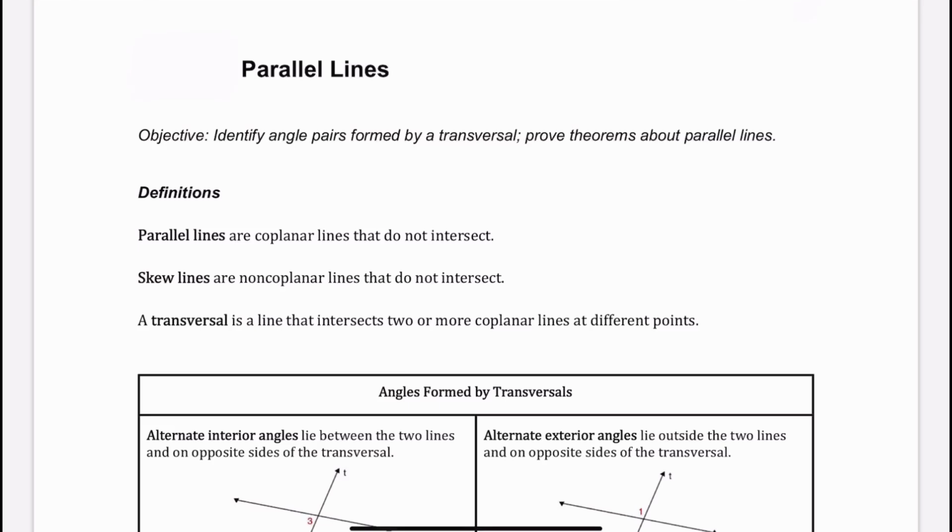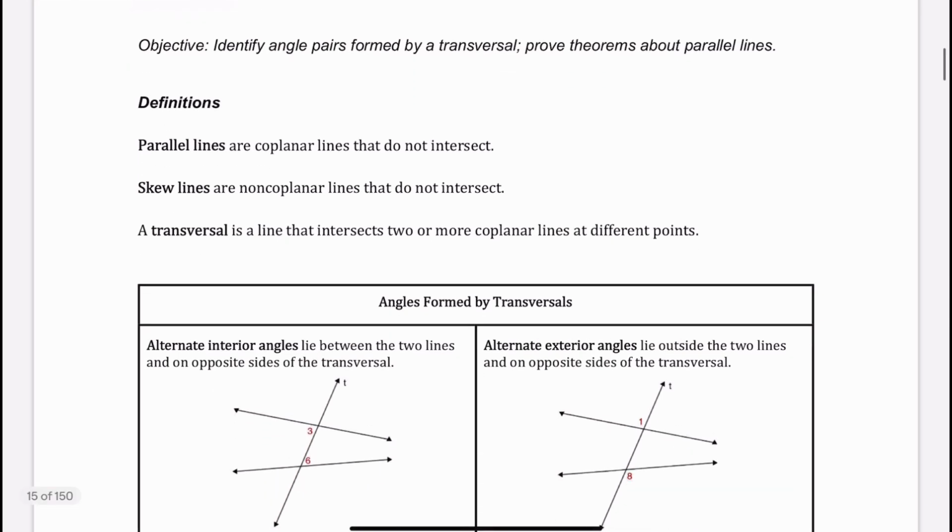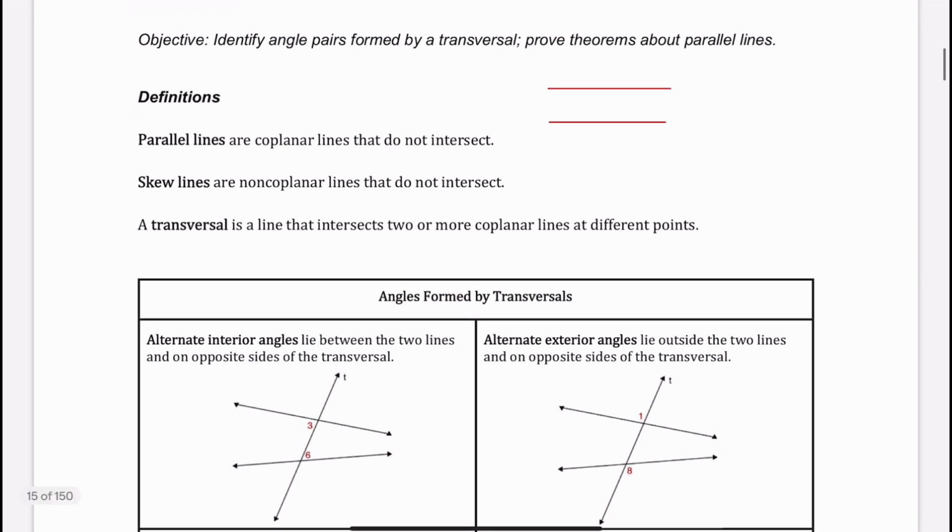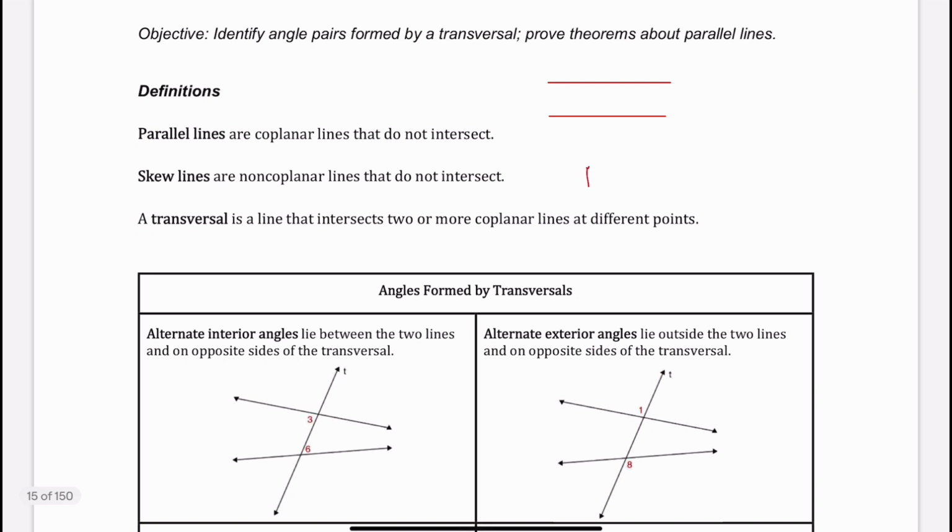Today we're talking about parallel lines. Parallel lines are coplanar lines that do not intersect. And what we mean by coplanar is they are in the same plane. So if you had a piece of paper and you drew two lines that did not intersect, those would be parallel lines. Now skew lines are two lines that are not on the same plane that do not intersect.